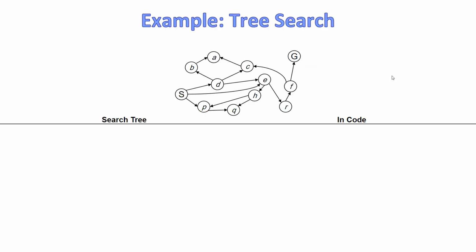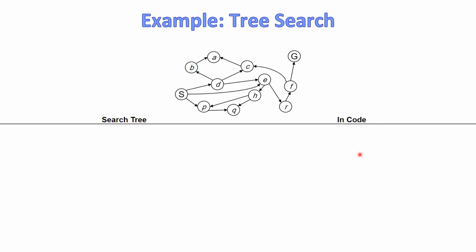So let's say that we have this state space graph that we saw earlier. Now we want to do the tree search over this problem that is represented by this state space graph. I will keep here two sides. On the left side, I will show you the search tree as we build it, or as we explore it. And on the right side, I will show you what the fringe will have. So this, in code, means what will be in memory at any time will be listed here.